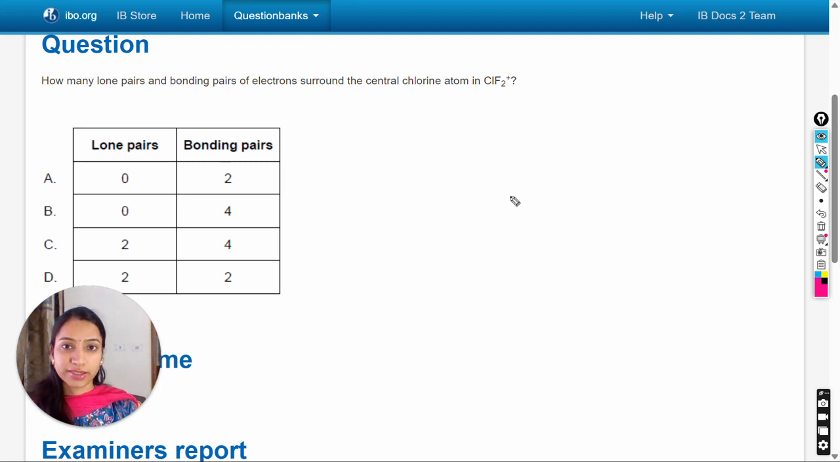Hello dear students, here we have a question from the topic covalent structures, and the question is how many lone pairs and bonding pairs of electrons surround the central chlorine atom in ClF2 positive. So to solve this question, firstly we have to deduce the Lewis structure of ClF2 positive, and for that we will check the electron configuration of the atoms, that is chlorine and fluorine.